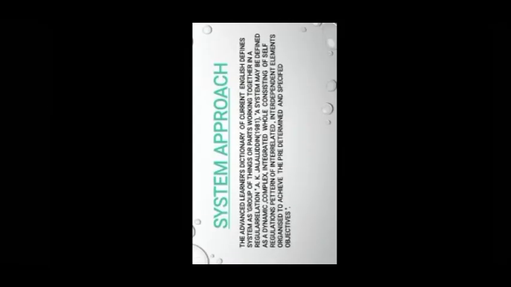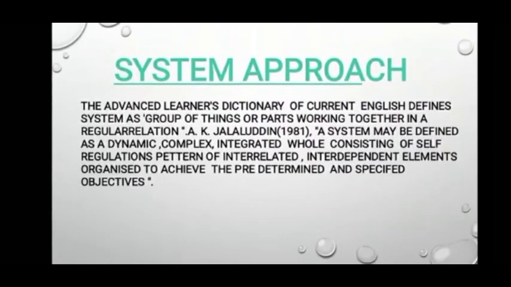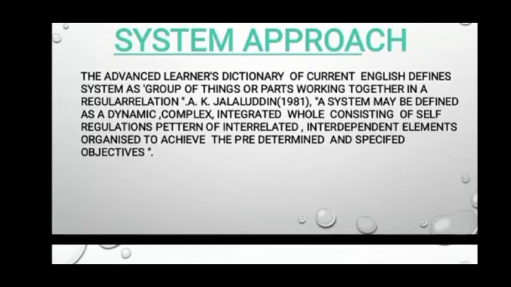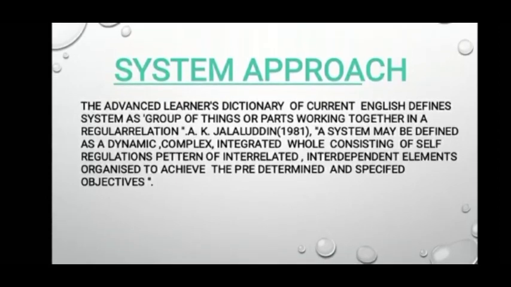Now the last and final approach is the system approach. The Advanced Learner's Dictionary of Current English defines a system as a group of things or parts working together in regulation. A system may be defined as a dynamic, complex, integrated whole consisting of a self-regulating pattern of interrelated, interdependent elements organized to achieve predetermined and specified objectives.